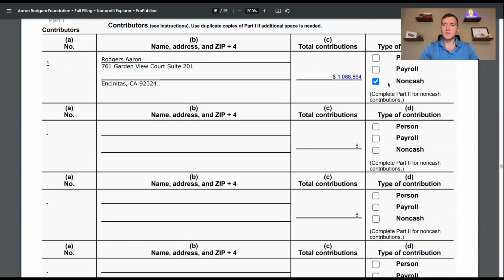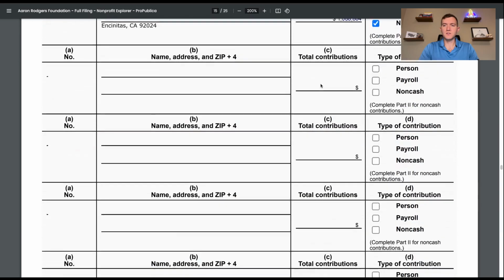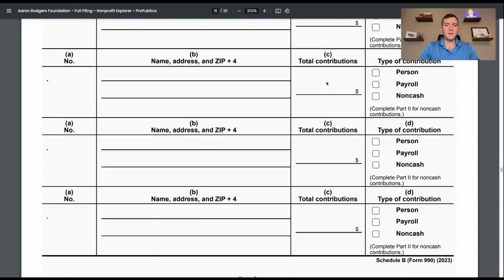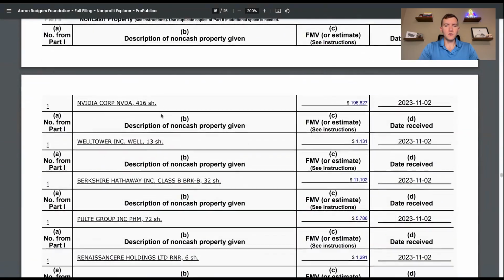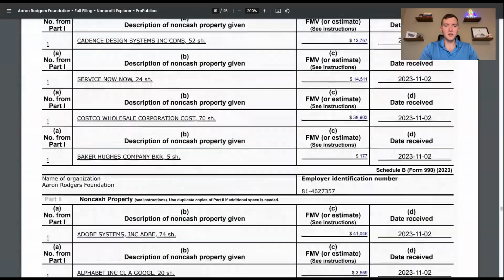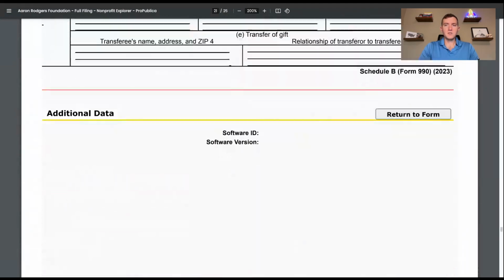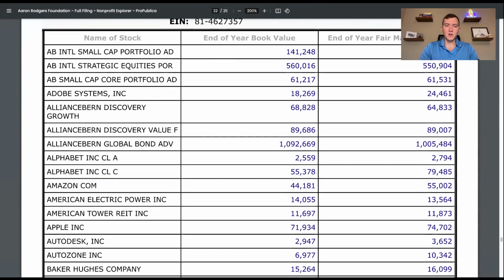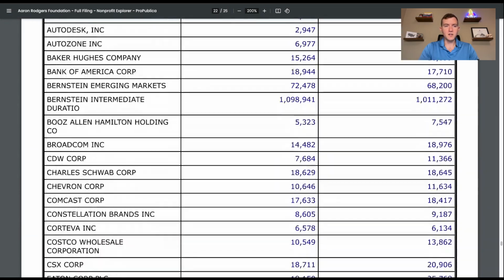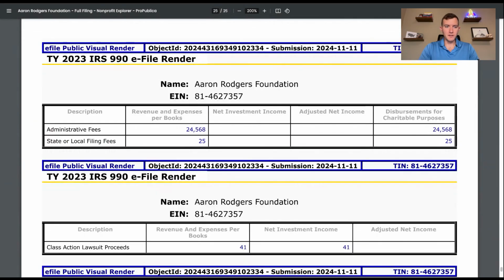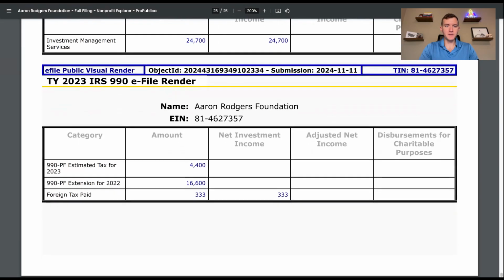He contributed $1 million non-cash, meaning that it was some sort of other asset than cash. If it was just cash, it would say person. And then they list out all of the stocks that were given. And if we just keep scrolling, you can see all the stocks. And as you can see, this becomes pretty extensive. This is a 25-page document, and this is, for most intents and purposes, a smaller foundation. Lists all of the stocks that he owns within the foundation. Lists out the other expenses and things like that, investment management fees, so on and so forth. So this is a very well done return.